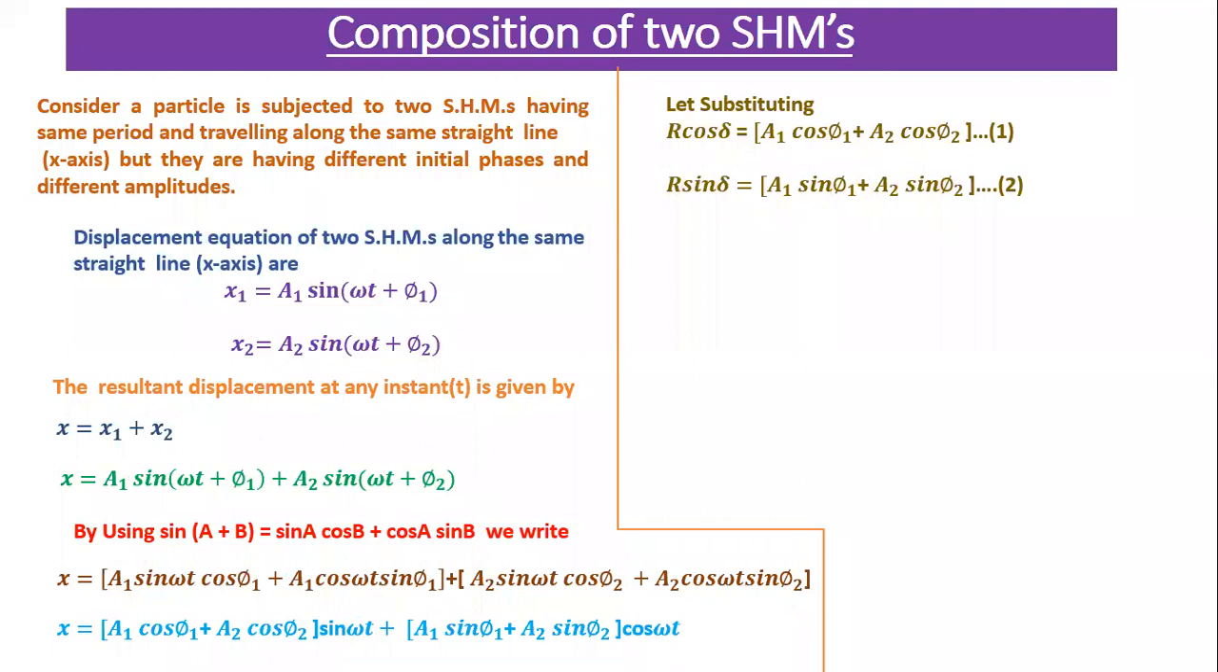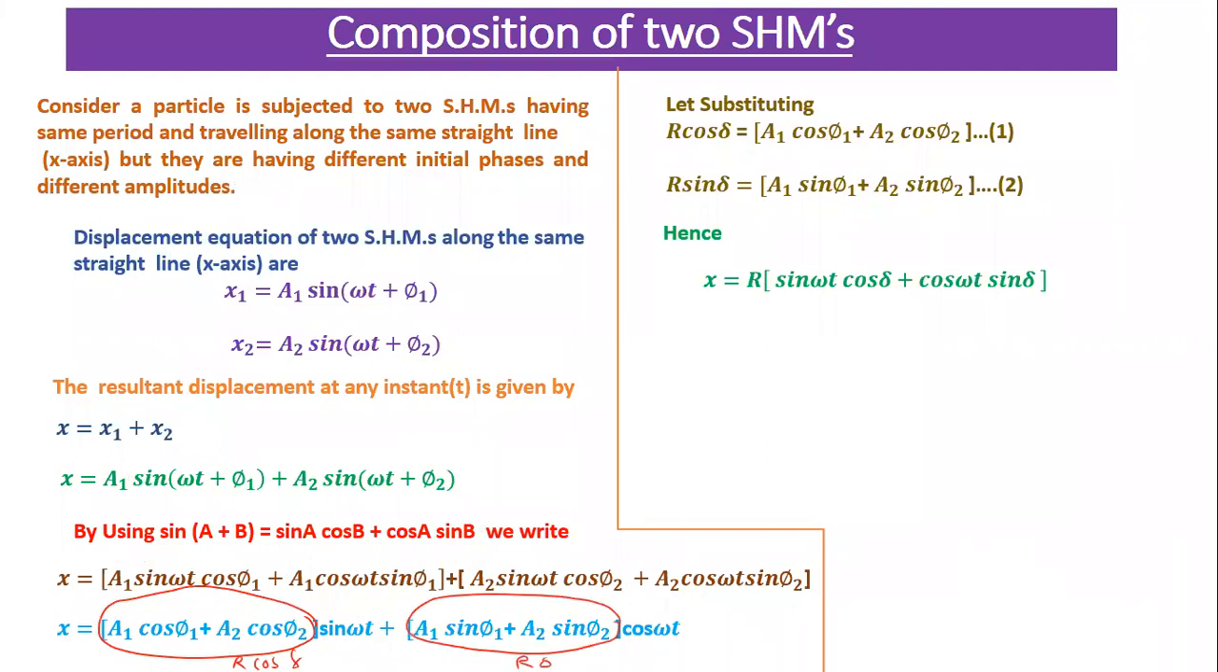Then after that, we get the equation. Instead of this bracket, we substitute R cos delta, and instead of this bracket, we substitute R sin delta. Then we get a formula. R we can take common from both sides, and we get the equation X is equal to R in a bracket, sin omega t cos delta plus cos omega t sin delta. So this equation we get.